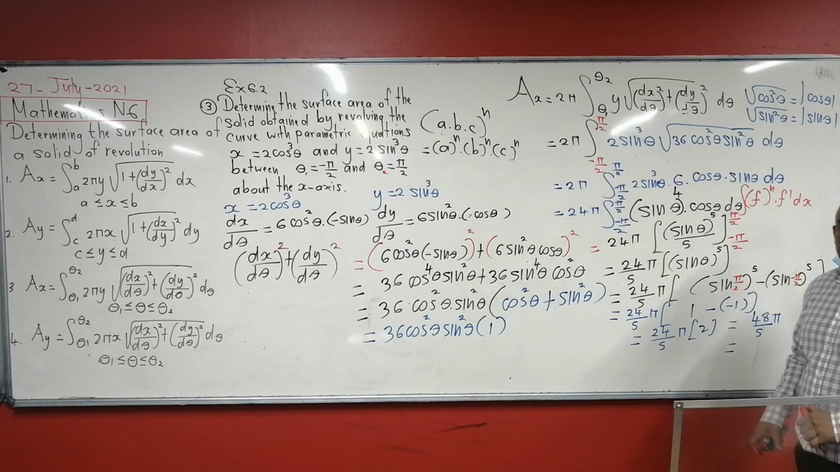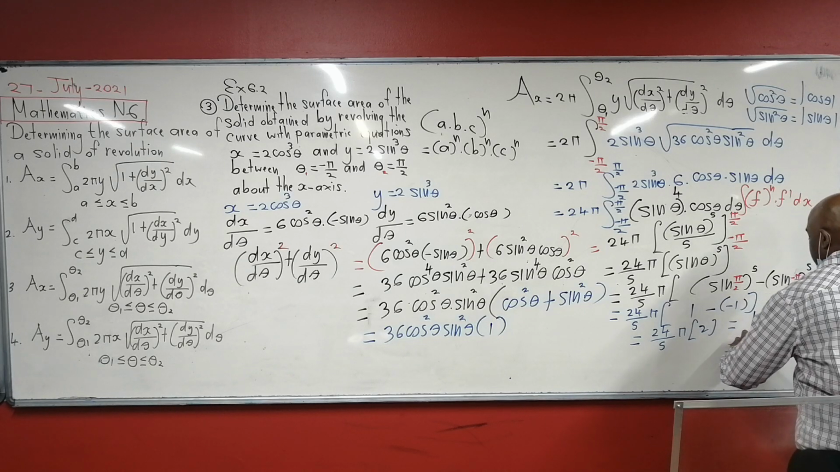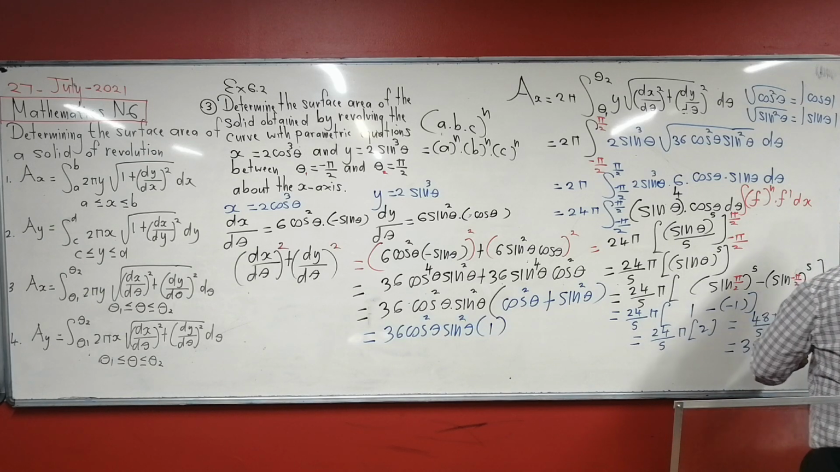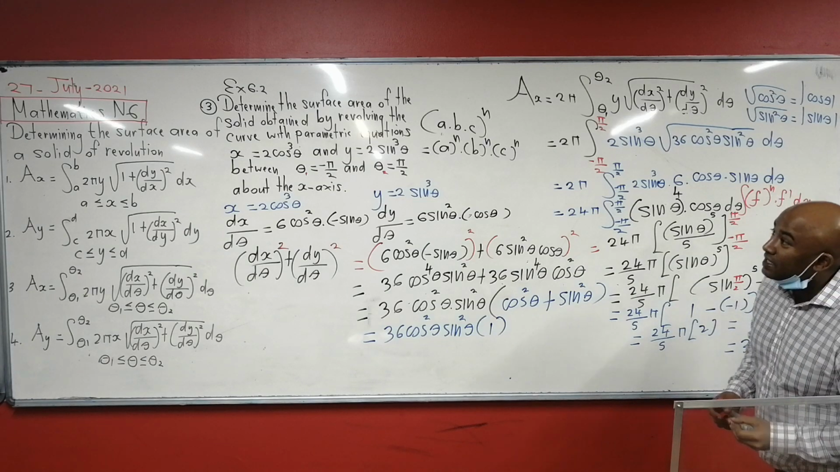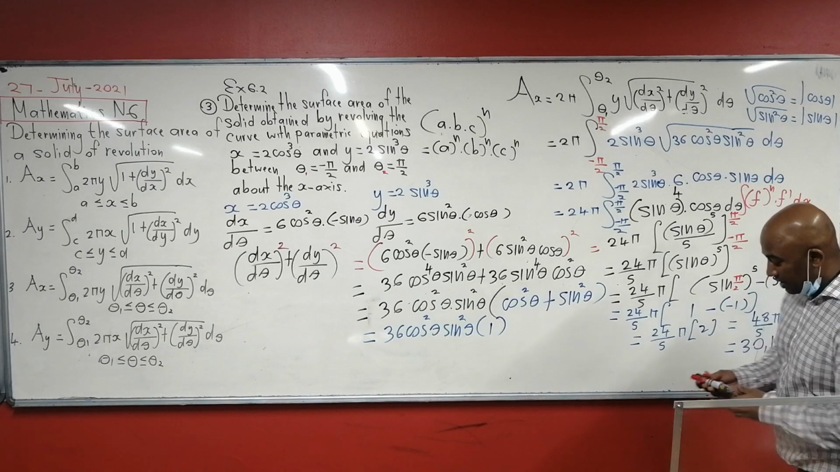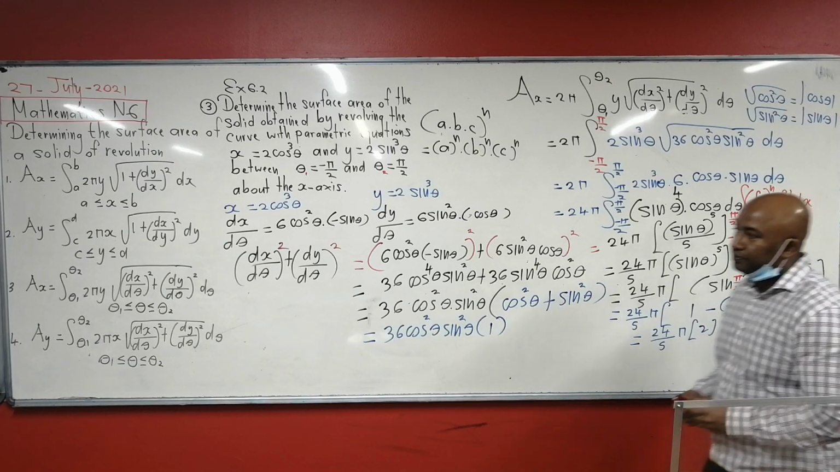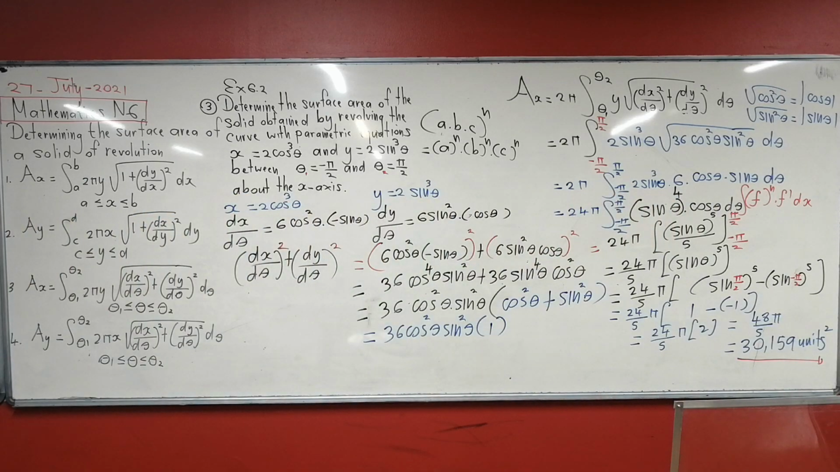Work that out for me. 48 over 5 times pi. What do we get? 30.159. Read that. 30.159. So that's going to be units squared, because this is area. So area will be squares. And that is the first one. Let's deal with the next one.